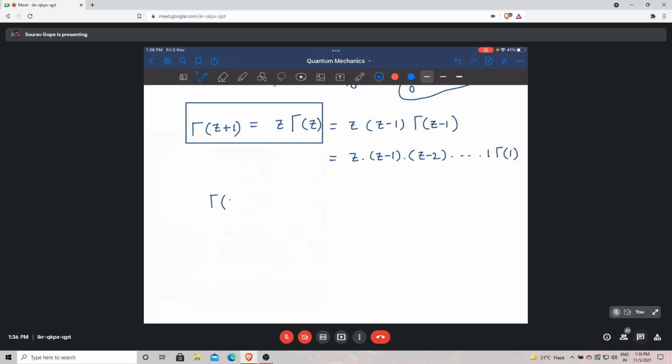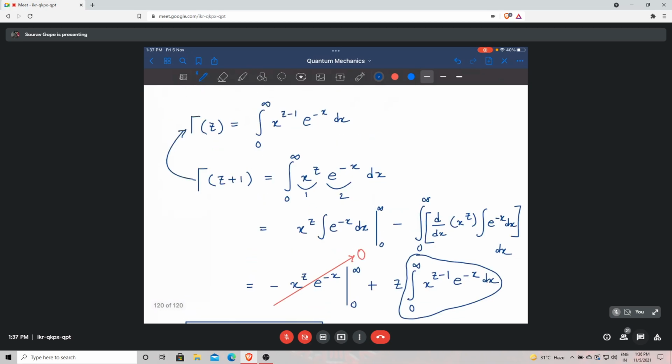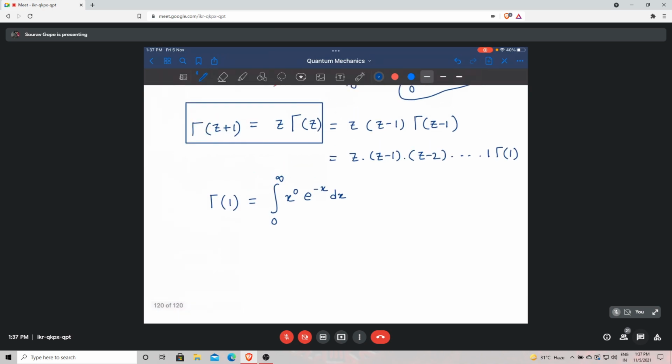So now the rest of the work boils down to finding gamma 1. Now you tell me, what is gamma 1? Gamma 1 should be the integral 0 to infinity of x to the power of 0, since z means 1, e to the power of minus x dx, right? So the integral 0 to infinity of e to the power minus x dx is minus e to the power of minus x from 0 to infinity. At infinity this function goes down to 0, and so this gives us nothing but 1, right? So in place of gamma 1 I will just write 1.